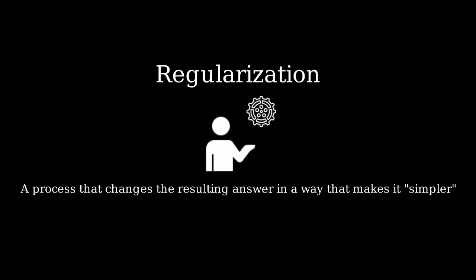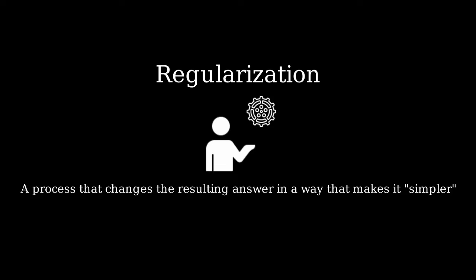Regularization is defined as a process that changes the resulting answer of an optimization problem in a way that makes it simpler. Simpler in this context typically means a smoother fitted resulting function or smaller norm of parameters.